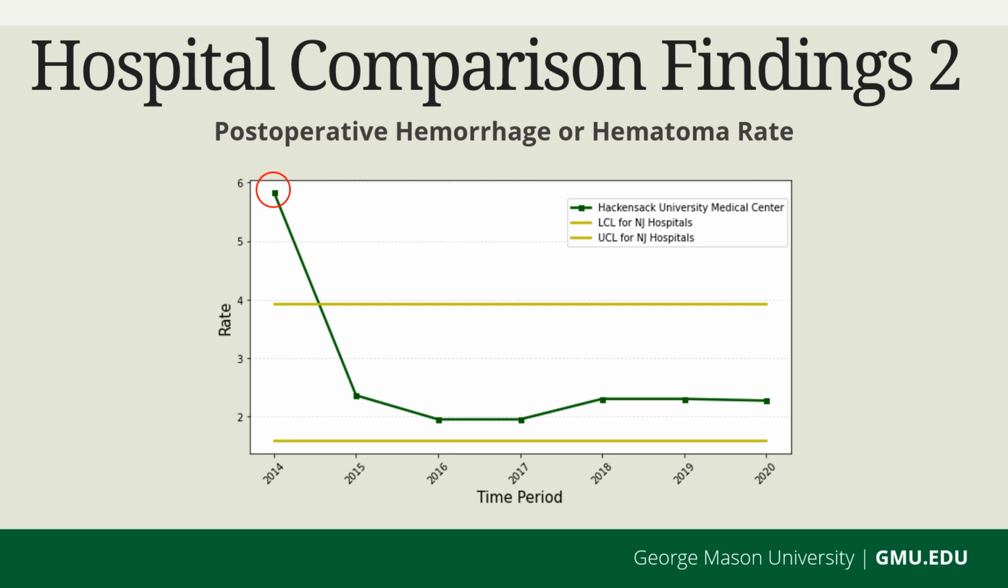This is the control chart for post-operative hemorrhage or hematoma rate. It shows a decrease and leveling out, indicating a stabilization in performance within the established control limits. The consistent trends within these limits suggest the efforts in managing post-operative hemorrhage or hematoma have been effective.